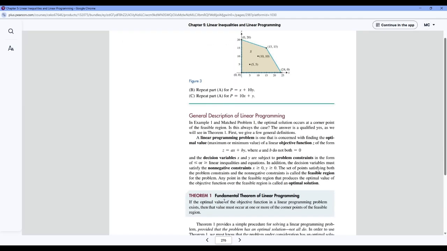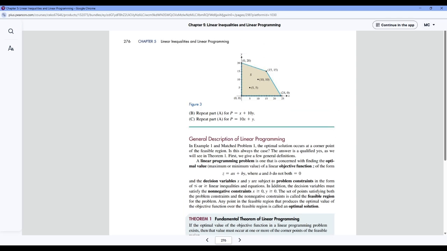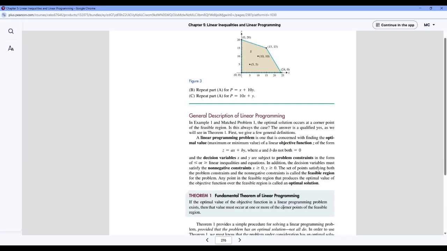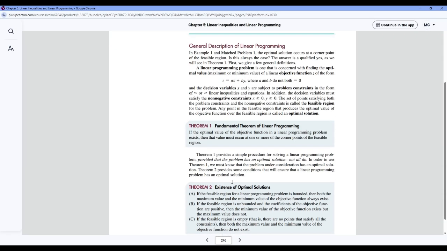Alright, so here we go. The fundamental theorem: if the optimal value of the objective function in a linear programming problem exists, then the value must occur at one or more of the corner points of the feasible region. So looking at this diagram right here, when we get the solution, we're going to compare (0, 20), (15, 15), and (24, 0) in the equation to see which one of those is actually going to give us the maximum profit. But those are our, what they say here, corner points of the feasible region.